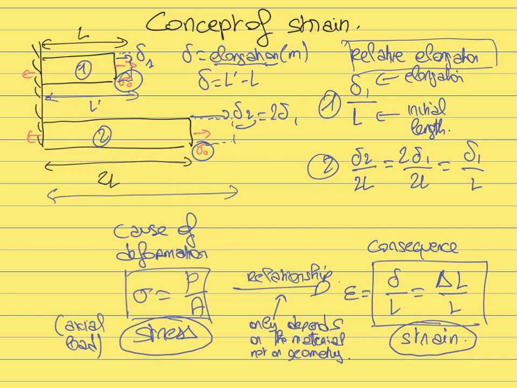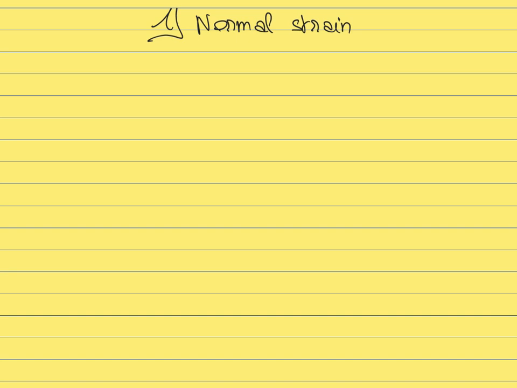It will only depend on how stiff this beam is, what kind of material this beam is made of. Is it a stiff material or a soft material? And it does not depend on the length. It doesn't depend on the width of this beam, only on how stiff the material is. So now we are going to define more robustly what the strain is and how to calculate it.